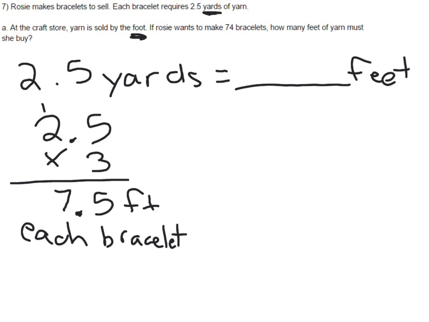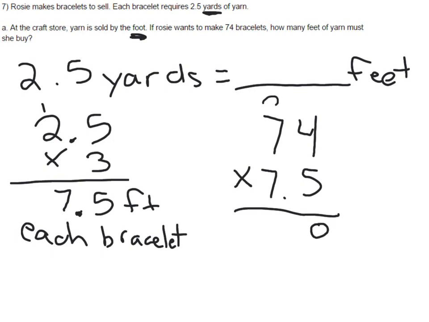So we have to do one more step, which is to multiply 74 bracelets times 7 and 5/10. Let's see if you can do that by yourself. Pause the video and then come back when you're totally finished. All right, welcome back. Let's multiply. 5 times 4 is 20. Carry my 2. 5 times 7 is 35, plus 2 more is 37.